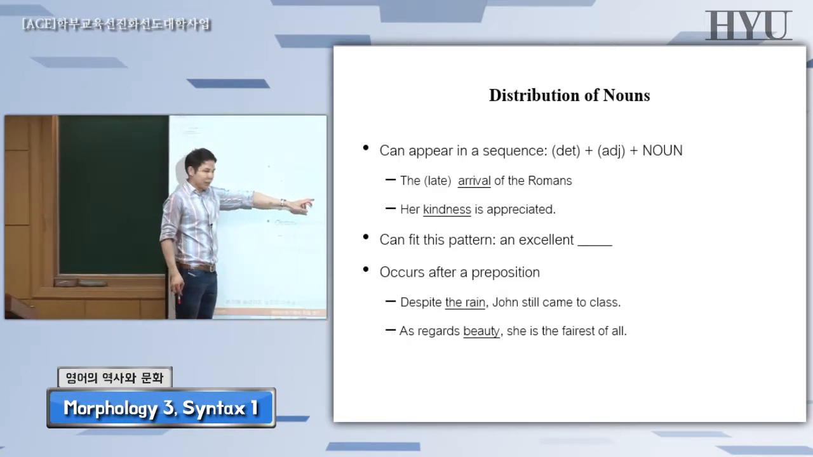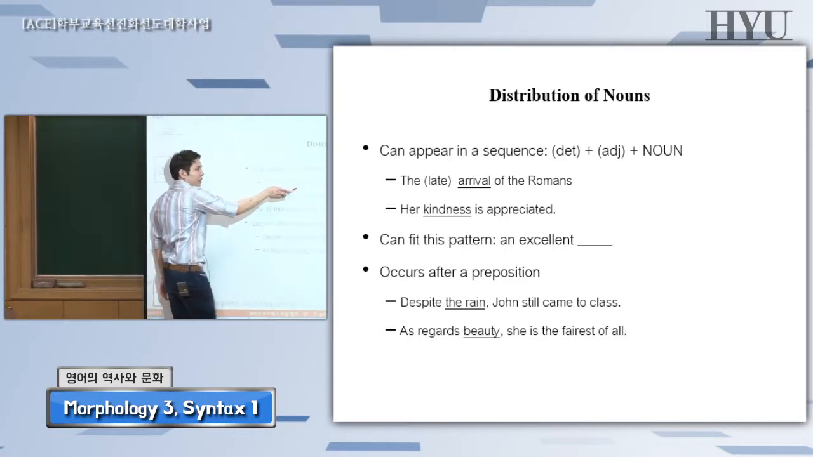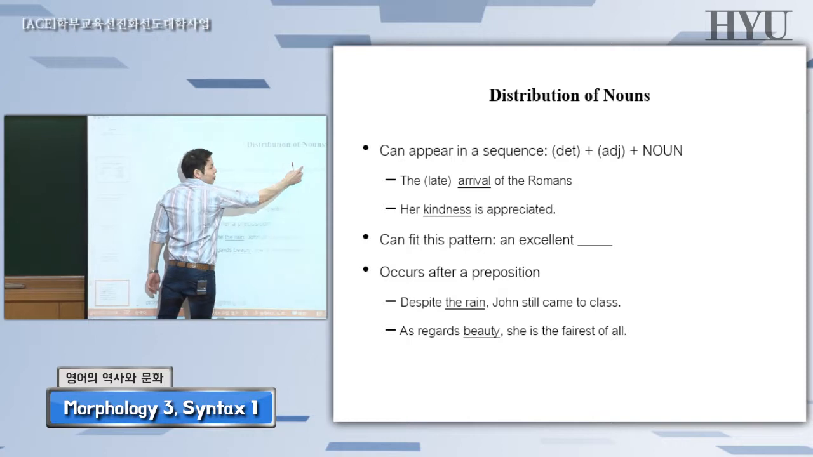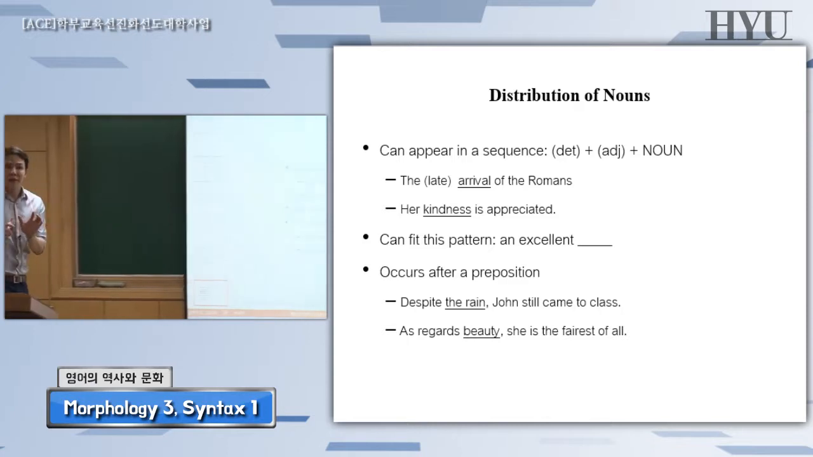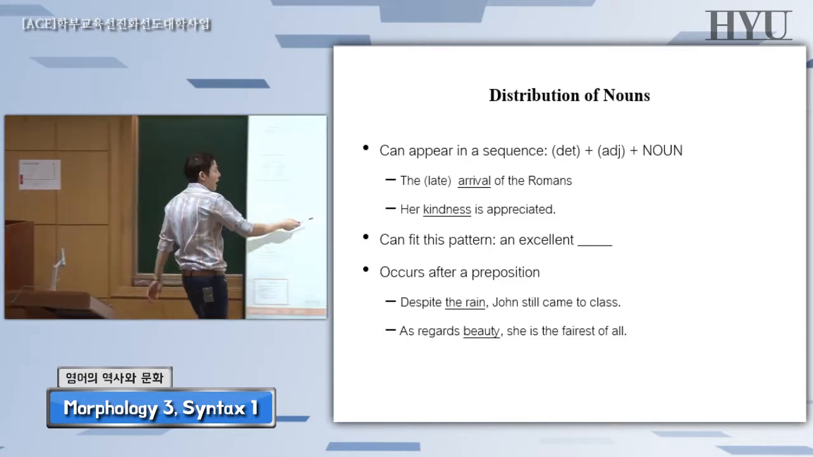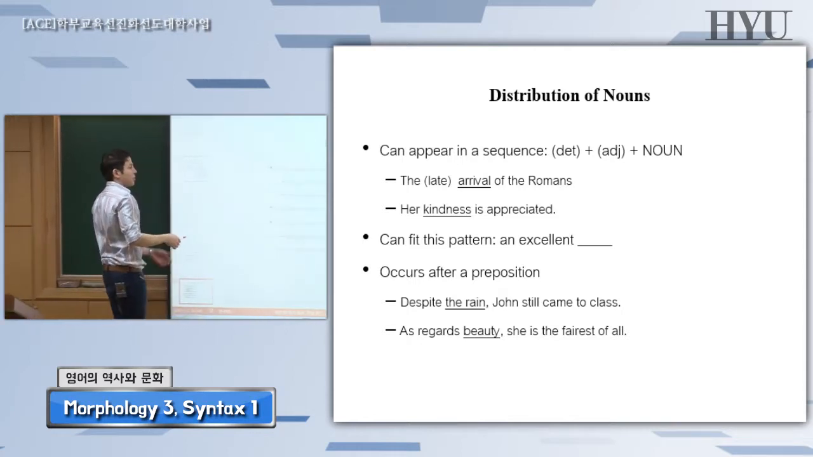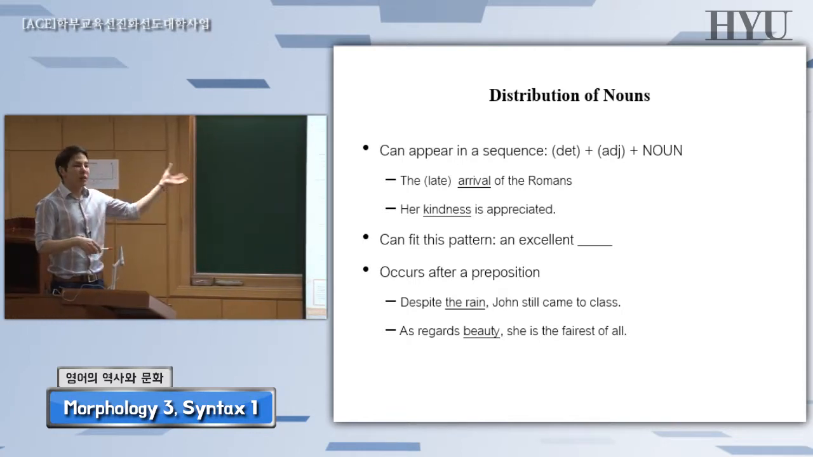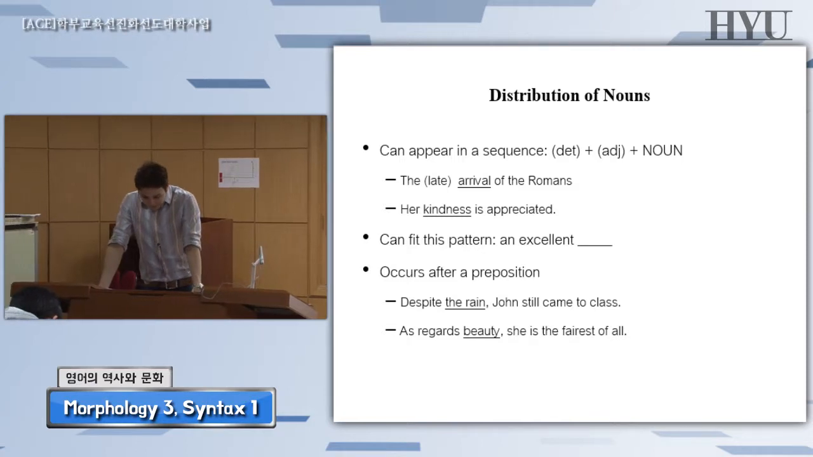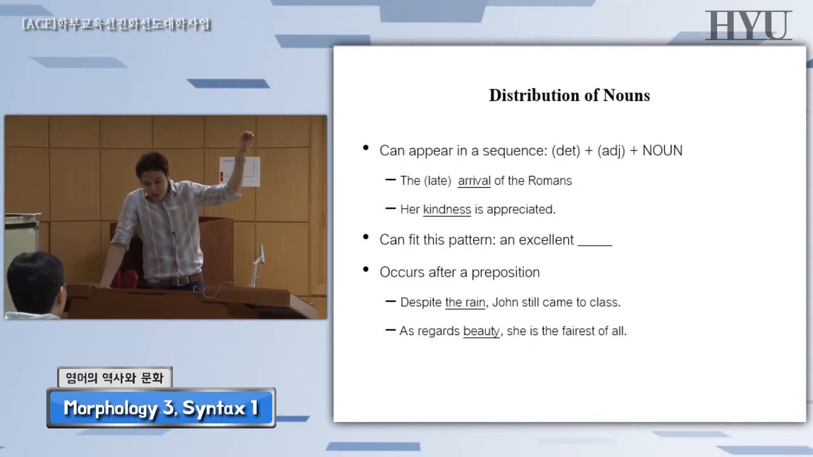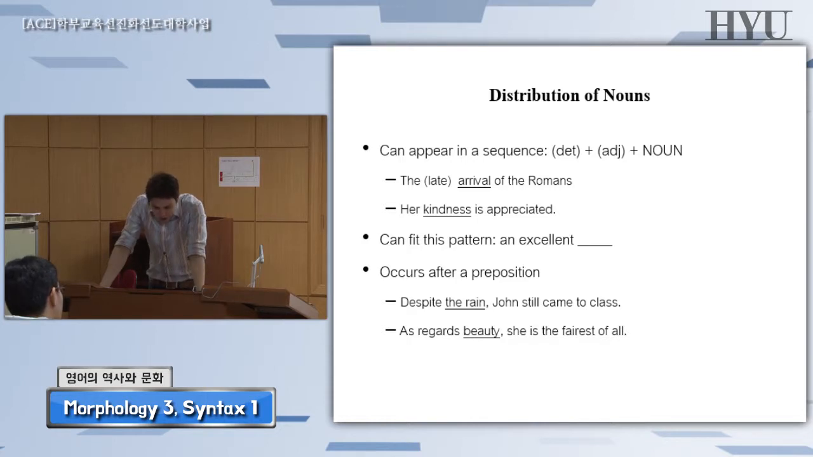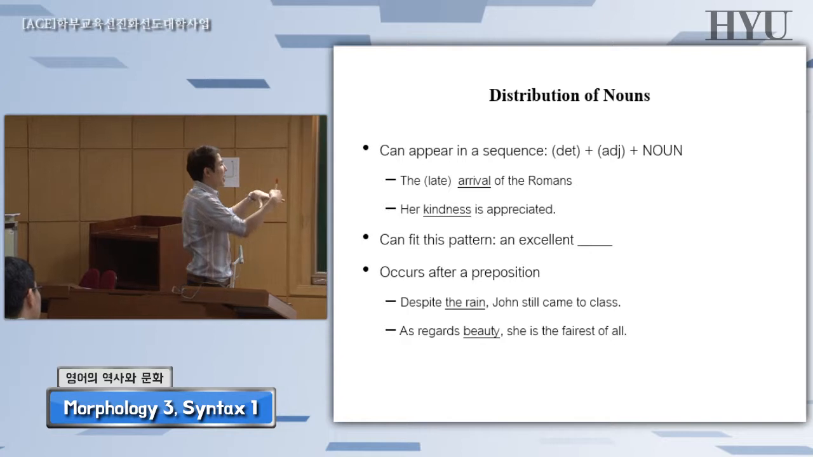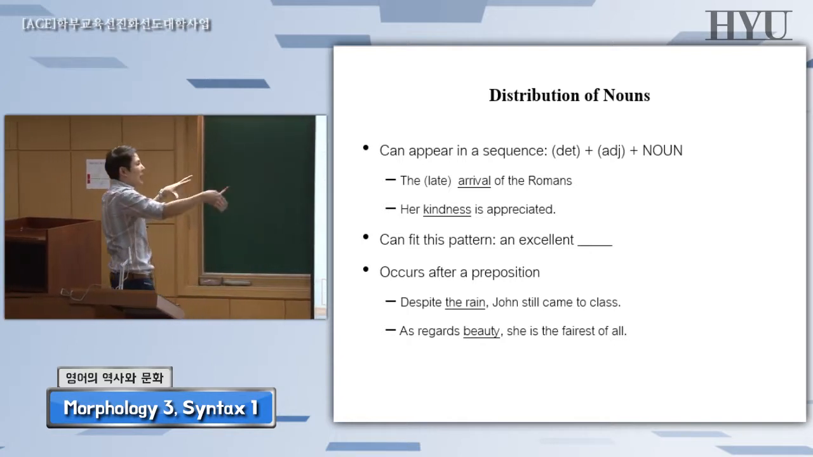And her kindness is appreciated. Kindness is a noun because it falls into that sequence. The reason I have the parentheses here is that the determiner and adjective are optional. Okay? So sometimes you don't have the adjective, like her kindness, right? Her big kindness, like that. So it's gone. Okay? And we'll talk about what is a determiner maybe 10 minutes later. Okay? And it can fit this pattern, an excellent blank. Okay? You can say excellent kindness, like that, excellent arrival, like that.